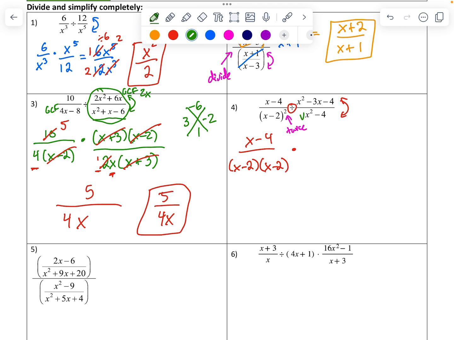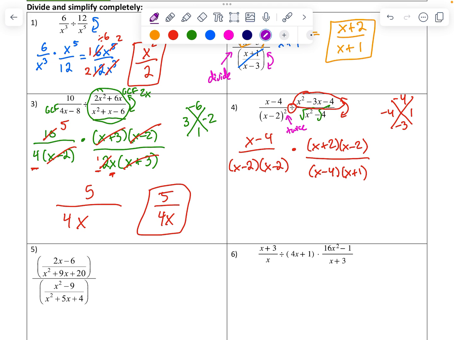some factoring we can do. Looks like this one's difference of squares. So that's going to turn into x plus 2, x minus 2 as I rewrite it on the top. And then this is a trinomial, so we can do our factoring. So we've got negative 4 and negative 3. So negative 4 and a 1 would work. So I'm left with x minus 4 and x plus 1.